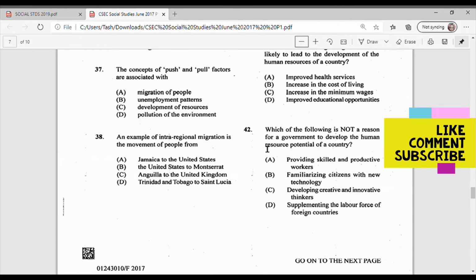Number 42. Which of the following is not a reason for a government to develop the human resource potential of a country? Providing skilled and productive workers, they would want to do it for that. Familiarizing citizens with new technology, they would want to do that as well. Developing creative and innovative thinkers, yes, that's also important. Supplementing the labor force of foreign countries. So that is not a reason for government to develop their human resource potential. So your answer for number 42 would have been letter D.